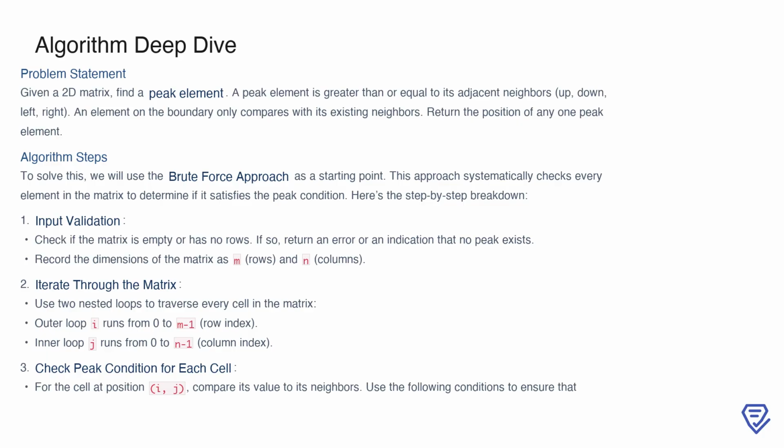The outer loop handles the rows, while the inner loop processes the columns. For each cell, we will check if it meets the peak condition by comparing its value to its neighbors. If the cell satisfies the condition, we record its position and stop the search immediately.